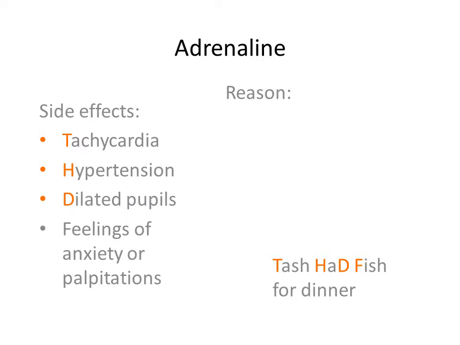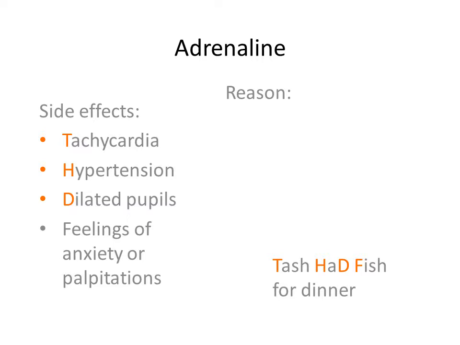So the acronym I had, sorry Tash, I thought I'd use your name because it just seemed to work well. So Tash had fish for dinner. So the T, H, D and F are highlighting all your side effects of tachycardia, hypertension, dilated pupils, and feelings of anxiety and palpitations. Now, these effects mainly occur because of what adrenaline does normally.